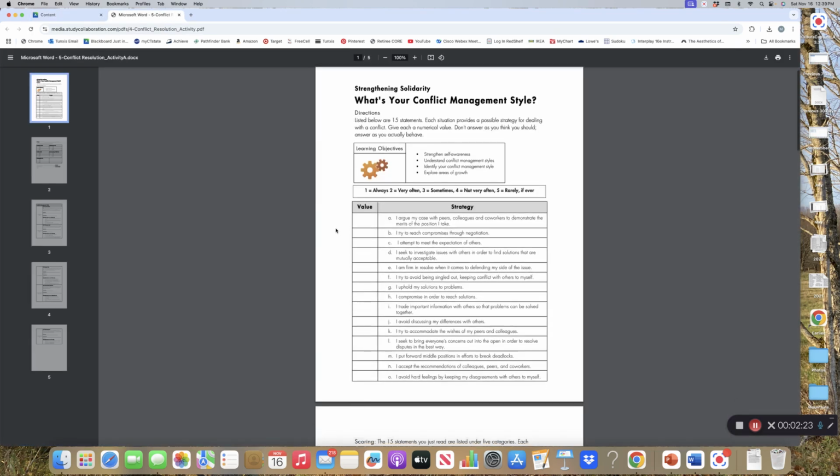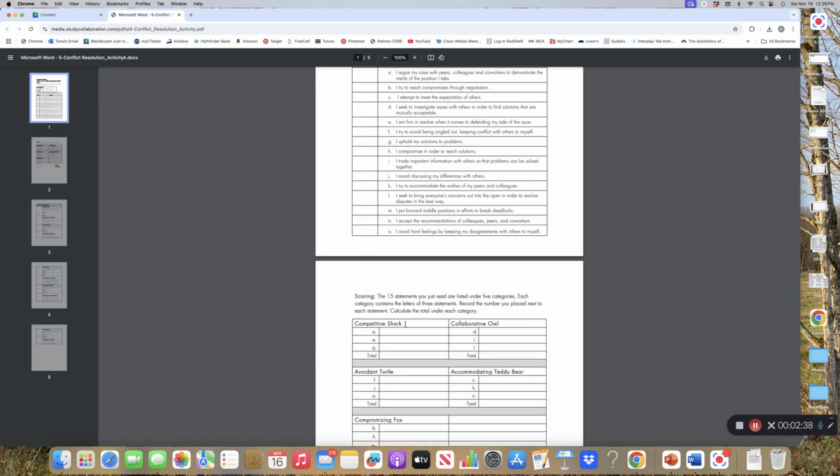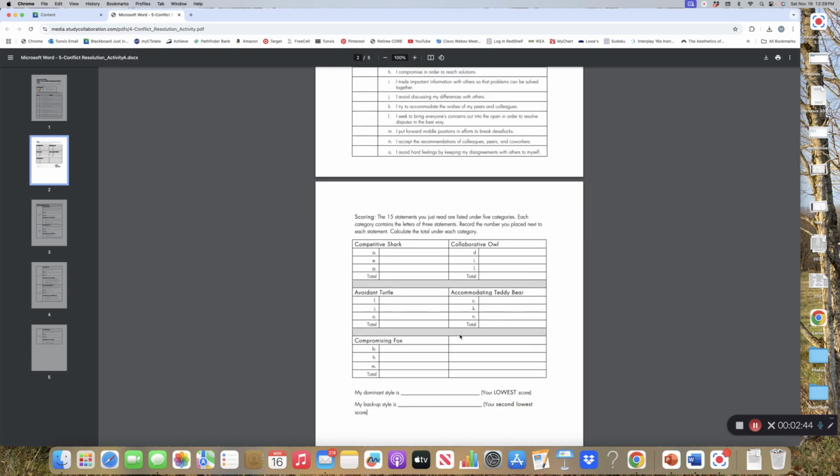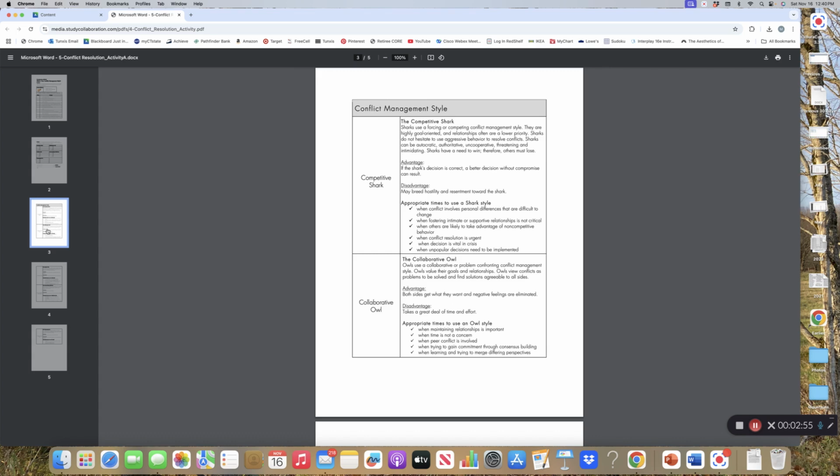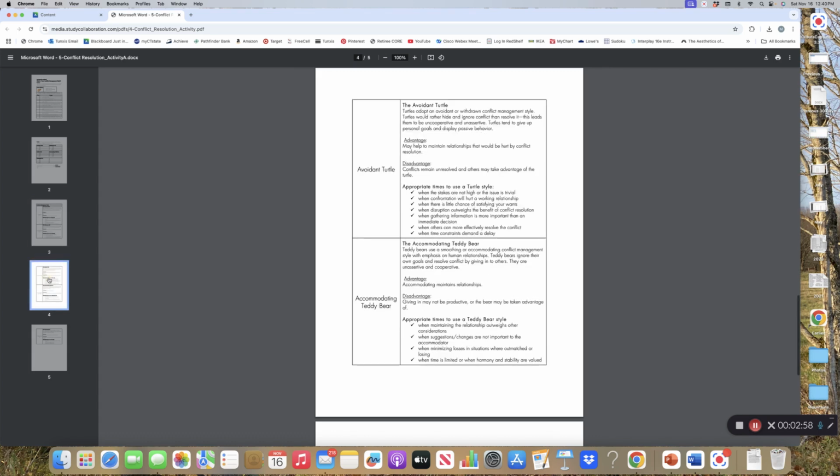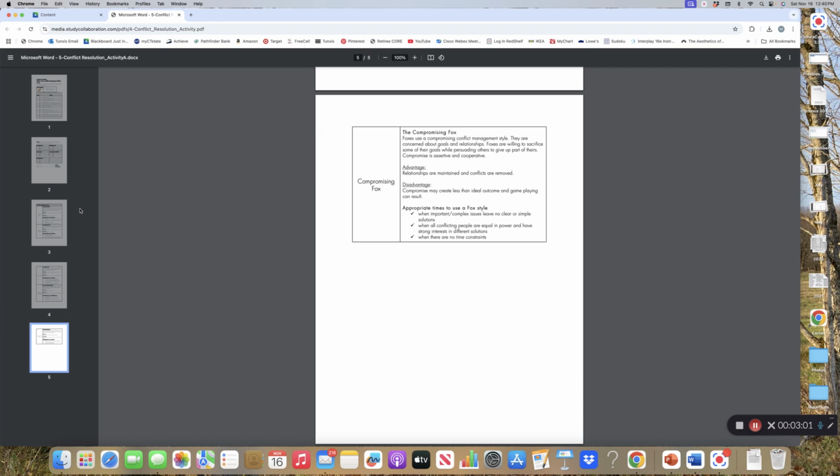Okay, so there are 15 questions that you're answering, where 1 is always and 5 is rarely. Then you're going to figure out how to score it, and you're going to come up with one of 5 animals. Your lowest score is your dominant style, and your backup style is your second lowest score. This is very similar to what the textbook talks about. It defines each of the different conflict styles that people have.